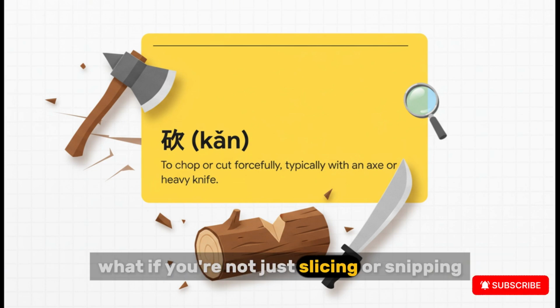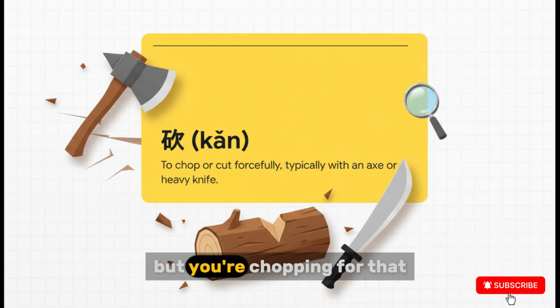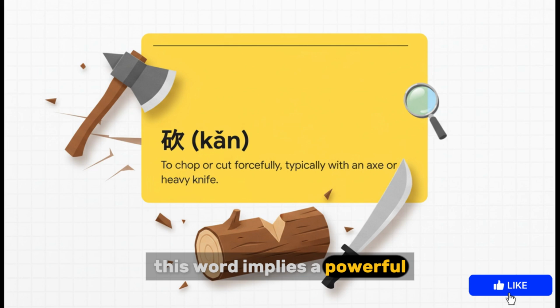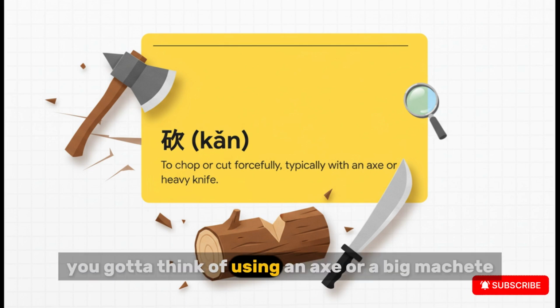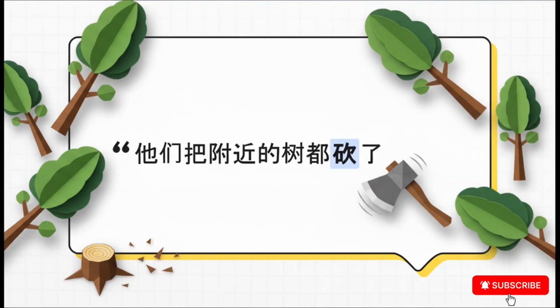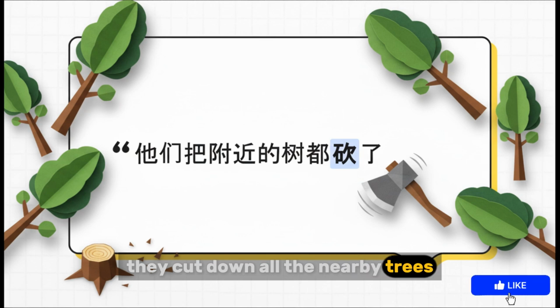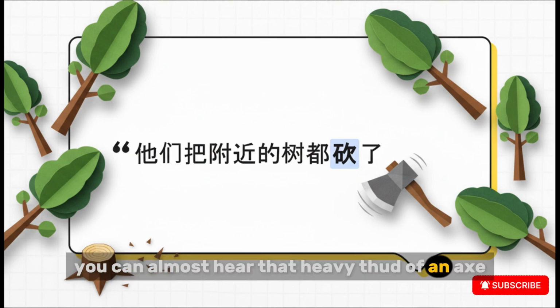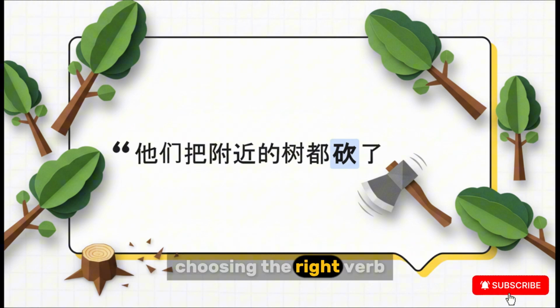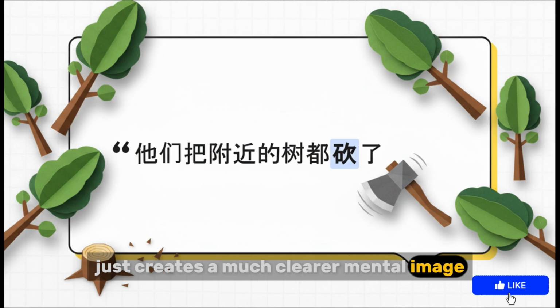But what if you need to use some real force? What if you're not just slicing or snipping, but you're chopping? For that, we have kan, pronounced kan. This word implies a powerful, heavy action. You've got to think of using an axe or a big machete. It has a totally different energy than qie. And here's a great example. They cut down all the nearby trees. You can almost hear that heavy thud of an axe hitting a tree trunk. That action is kan, a big, forceful chop. See how choosing the right verb just creates a much clearer mental image?